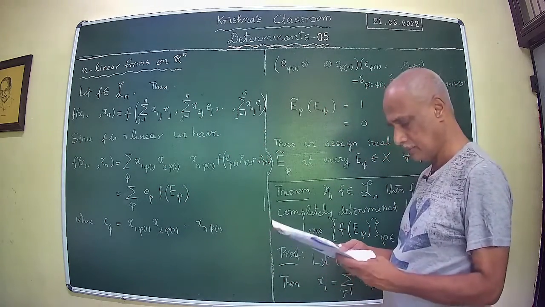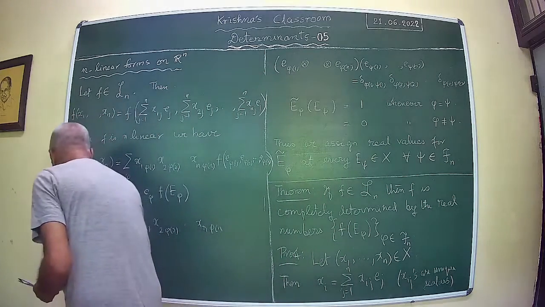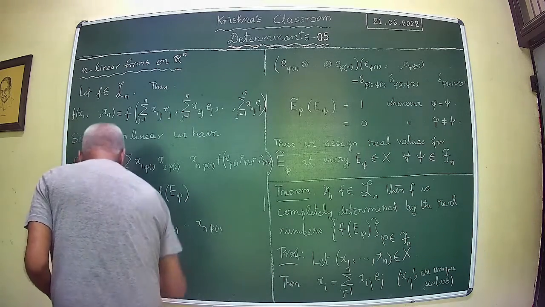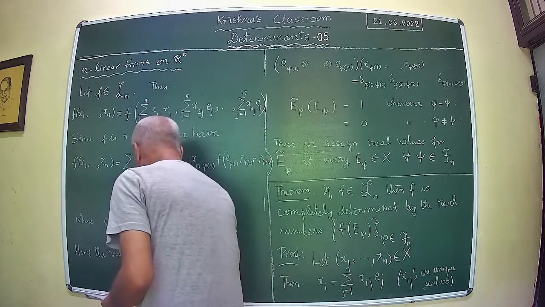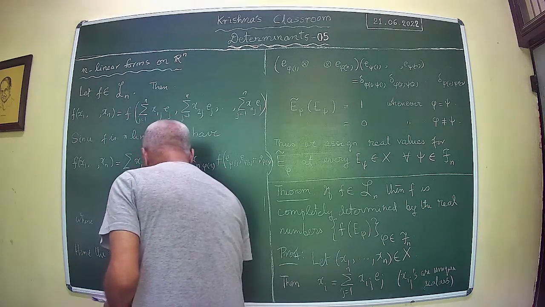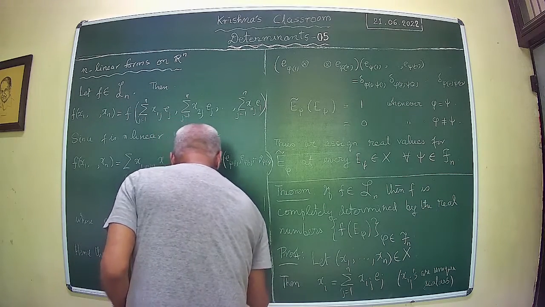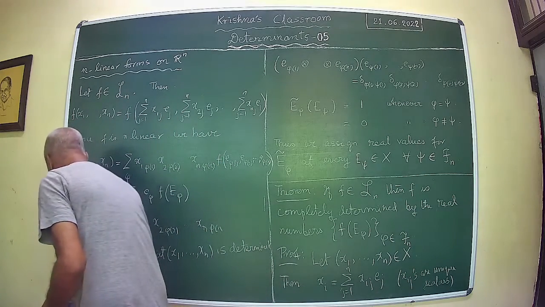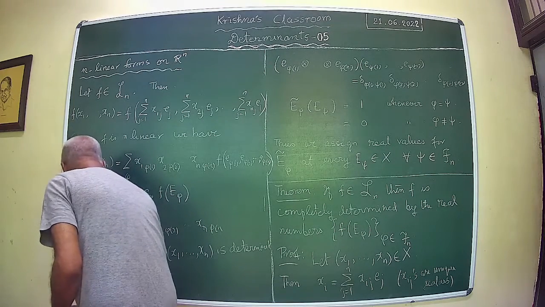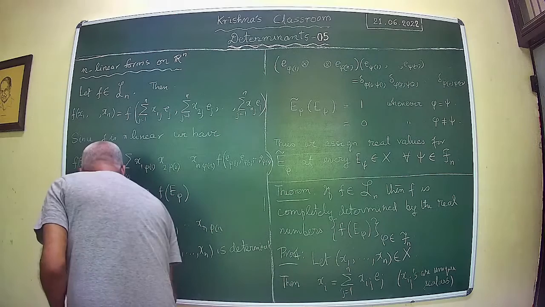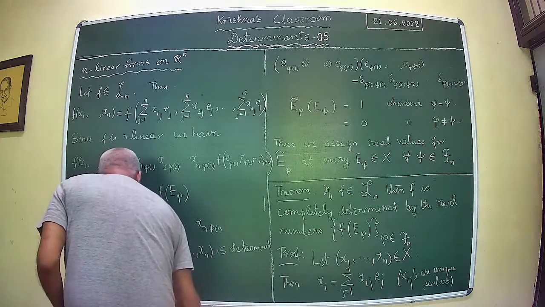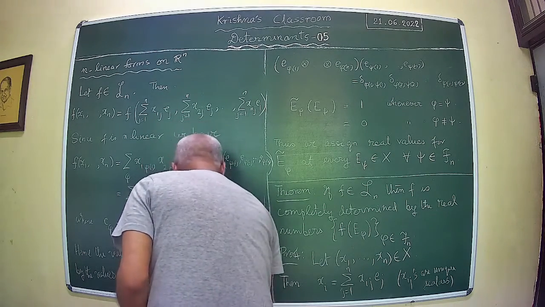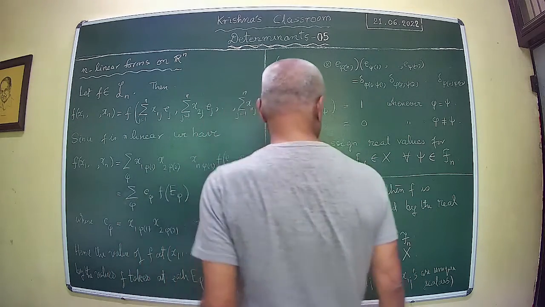Now this is what you get. Now hence the value of f is determined by the values f takes at each e phi belonging to capital phi.